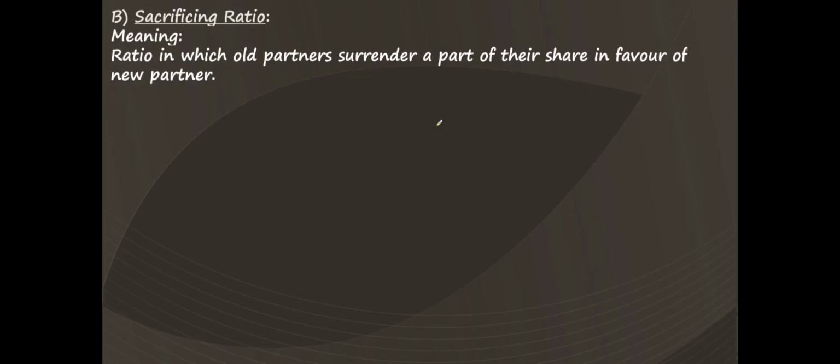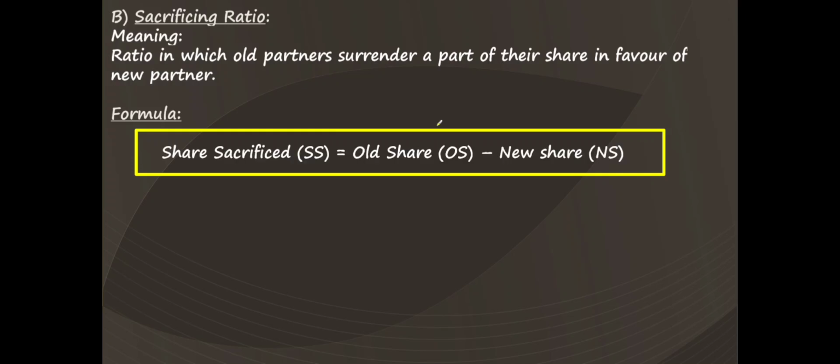Now, this sacrifice is required for the firm to adjust the new partner's share of goodwill in the existing sacrificing partner's capital accounts. So that is why we have to calculate sacrifice ratio under admission of a partner. So what is the formula to calculate the sacrifice ratio? Sacrifice ratio, or we call it share sacrificed, is equal to old share minus the new share.